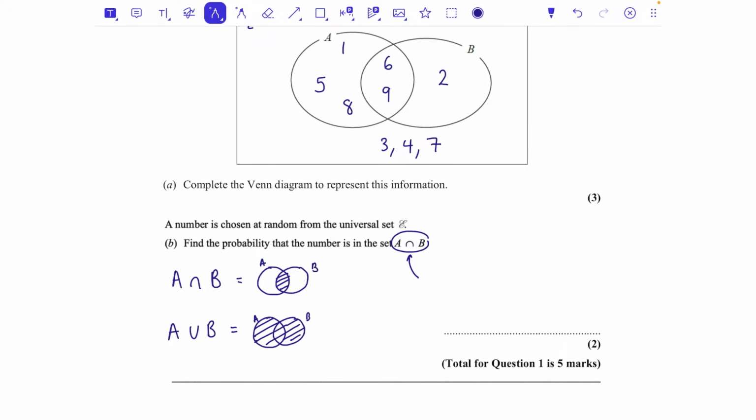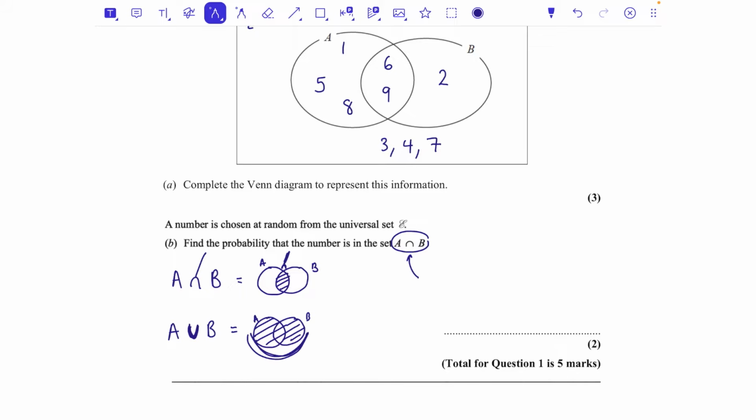So if you're asked for the intersection, I like to think of it like the grabber machine at the arcade. It's very, very picky at the arcade, and it's only going to pick them up if it's in that middle bit. This one, the union, you can think of it like a bucket. Just going to scoop all of those numbers in. That's how I remember it. I know it's a little bit silly, but it helps me to remember.